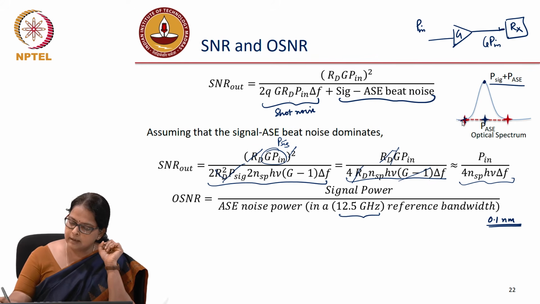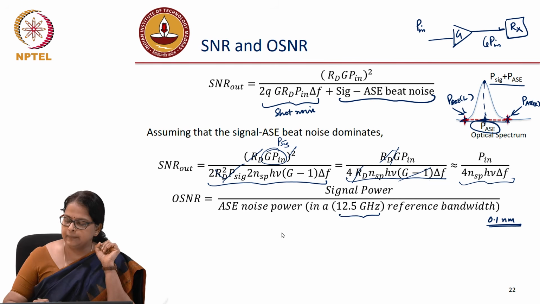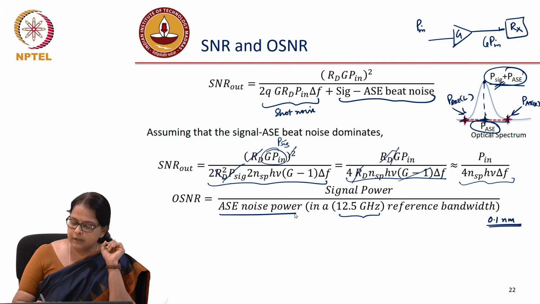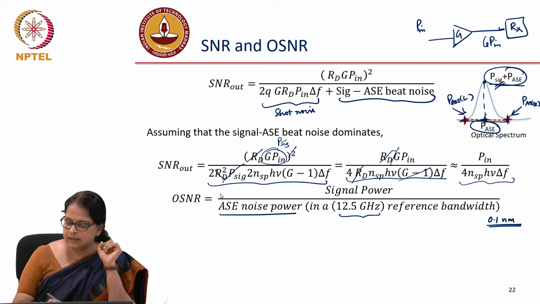If you put two markers here and measure, you have, let's say, P ASE on the left side and P ASE on the right side. You interpolate and find the P ASE corresponding to the signal peak. You subtract P ASE from the first number, and you get the actual signal power. The noise power is what you put the marker on and measure. So OSNR is nothing but signal power divided by ASE noise power.